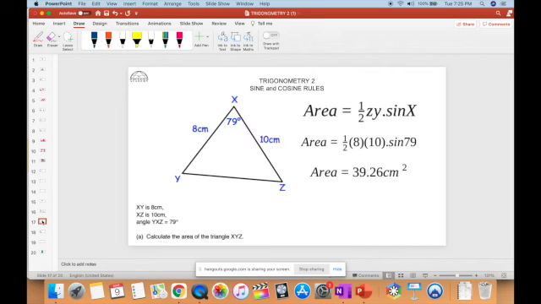So we have an example here where we wanted to find the area of this, and you can see here that we have two sides and we have the included angle. So we just use this area formula, a half the two sides, 8 and 10, by the sine of the included angle. And that will give us that.